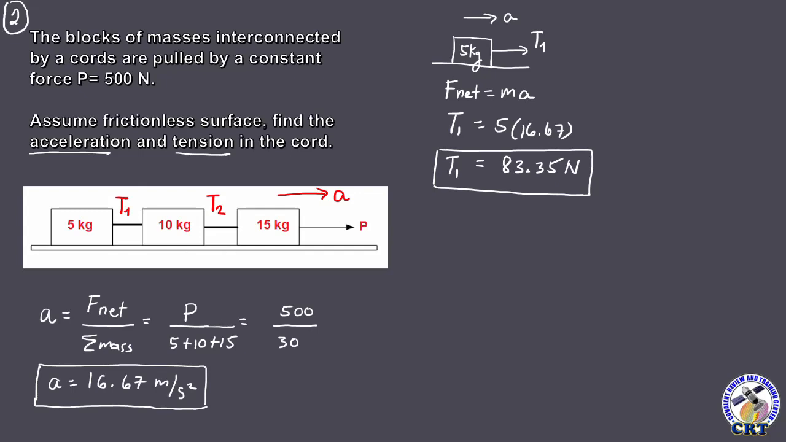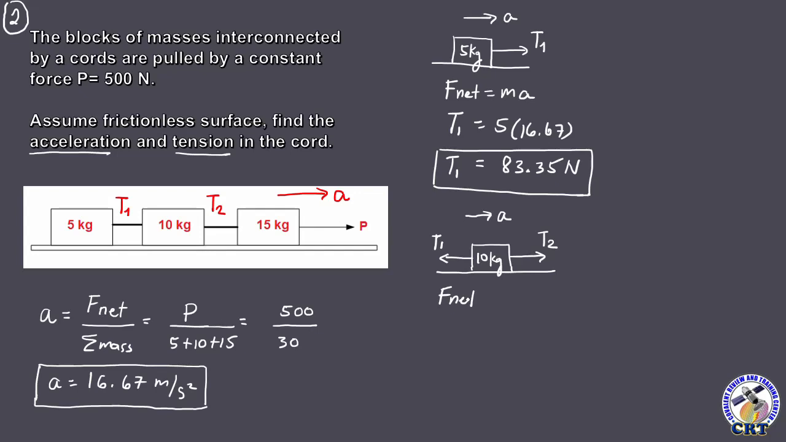To solve for tension 2 or T2, let us isolate or draw the free body diagram for the 10 kilogram mass. For the 10 kilogram mass, the tension T2 is going in this direction while T1 is in this direction, T1 due to the 5 kilogram mass. But still, don't forget that the direction of acceleration is to the right. Therefore, every force in our F net going to the right is positive.